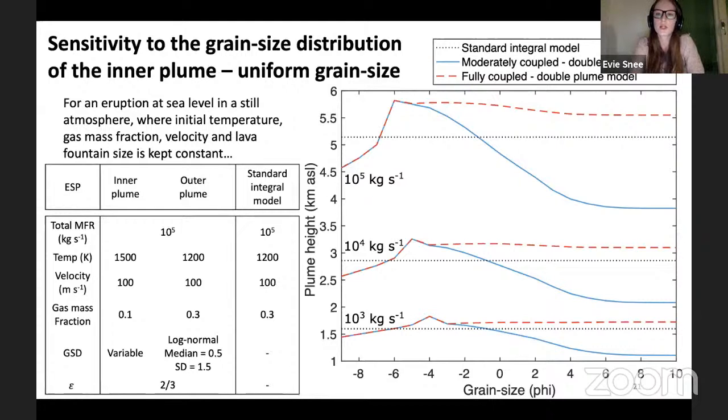And then you can see the colored lines, which once again correspond to a tephra plume that does contain a lava fountain, modeled with the double plume model, where the dashed red is the fully coupled scenario and the solid blue is the moderately coupled scenario.